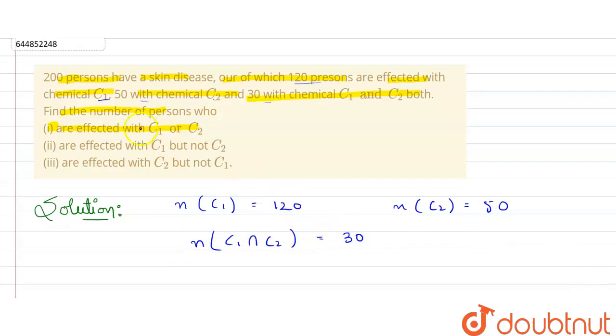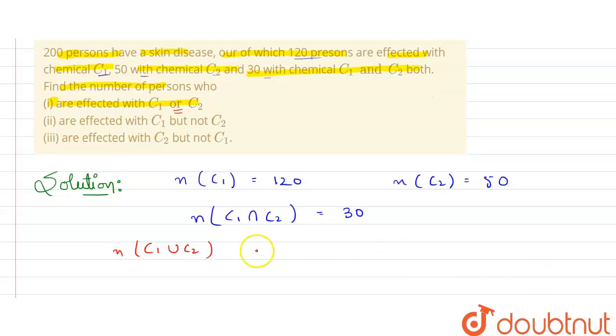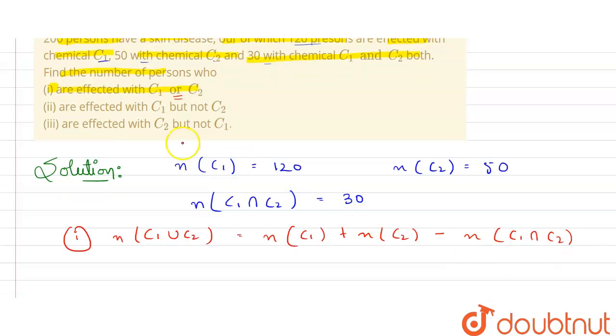Now in the first part, what do we need to find? We need to find the number of people affected with C1 or C2. For C1 or C2, we need to consider both cases, so we will use union. Or basically represents union. We know the formula for this. This is part first. The number of elements in the union of two sets is the sum of their individual elements, C1 and C2, minus their intersection, C1 intersection C2. This is the formula we know.